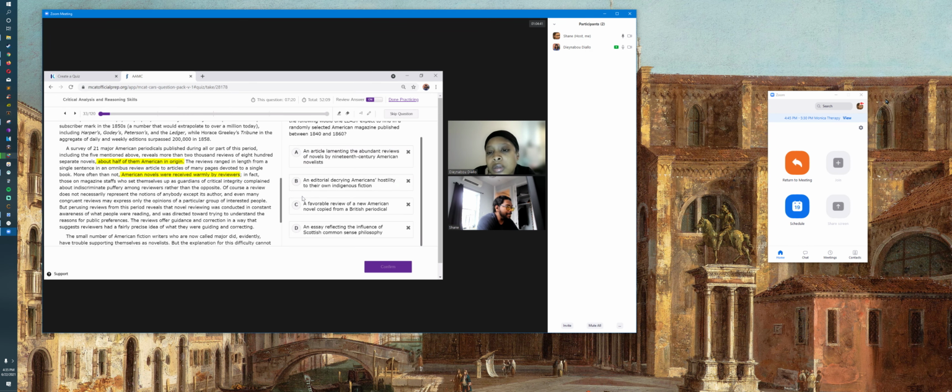So if you lament something, you're essentially saying that you're against it, right? So if an article says that they're against the abundant reviews of novels by American novelists, you can kind of see that where it says the people on magazine staffs who set themselves up as guardians of critical integrity, like the ones who state that the integrity of their criticism is very important. They complained about indiscriminate puffery, which is kind of like false praise among reviewers, rather than the opposite.